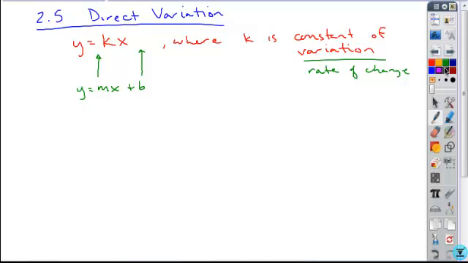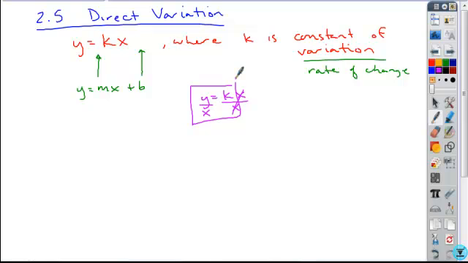Now, here's why it's referred to as direct variation. If you took the equation y equals kx and you solve for k, that actual constant of variation, you can solve for it by dividing both sides by x. So k is equal to y over x.